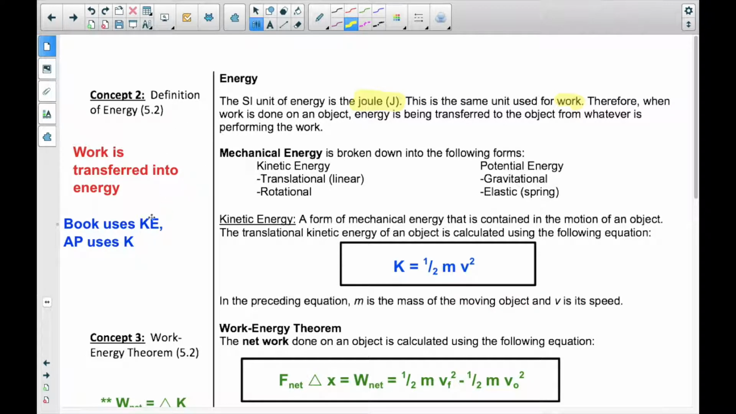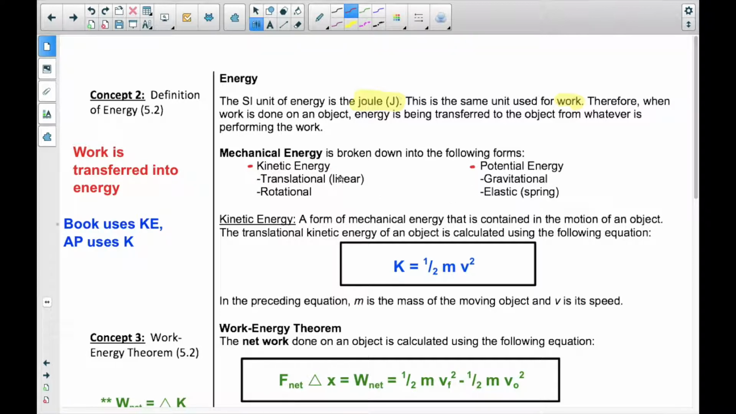As far as kinetic energy, another abbreviation, the book uses KE for kinetic energy. The AP just uses a plain K. So just so you know that. All right, we need to talk about mechanical energy. We have different kinds of mechanical energy. We have kinetic energy and we have potential energy. There is a third form that I also should mention probably, and that is called spring. So we have mechanical energy, which is broken down into kinetic energy and potential energy.